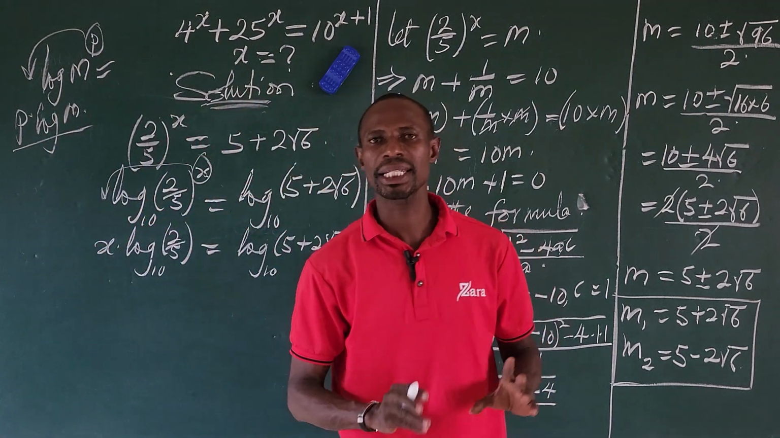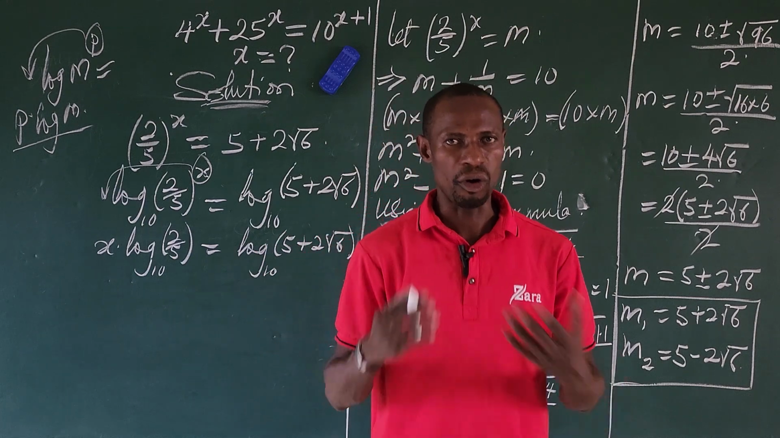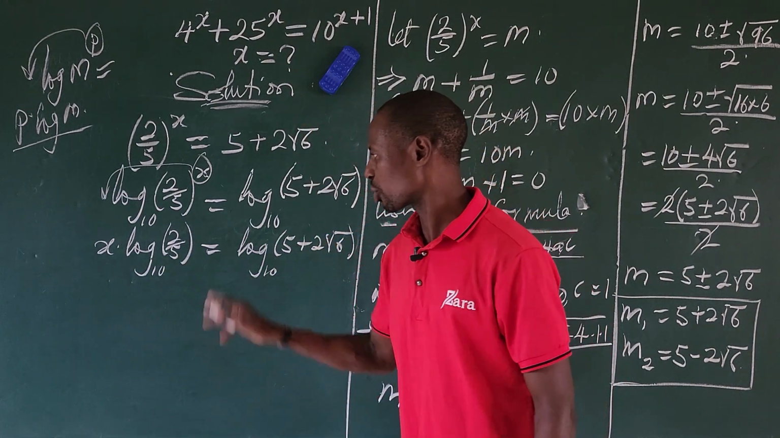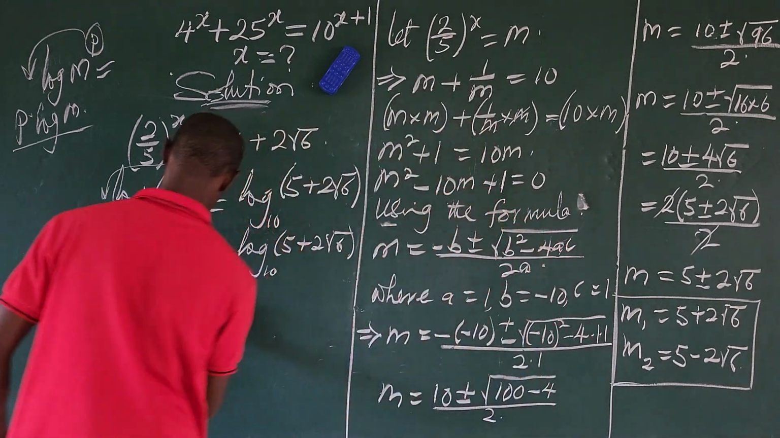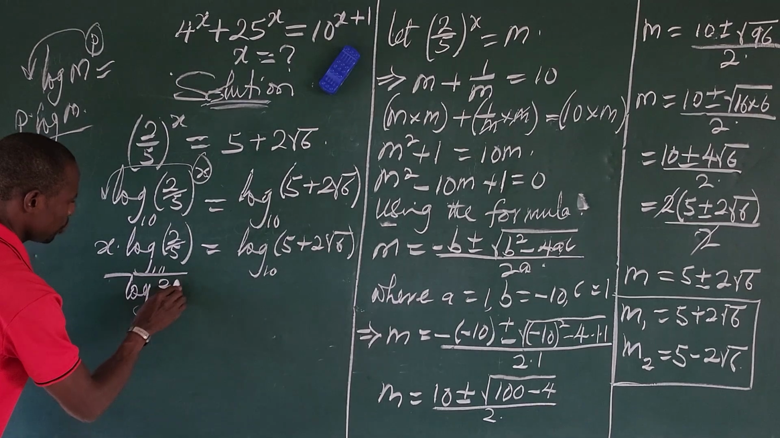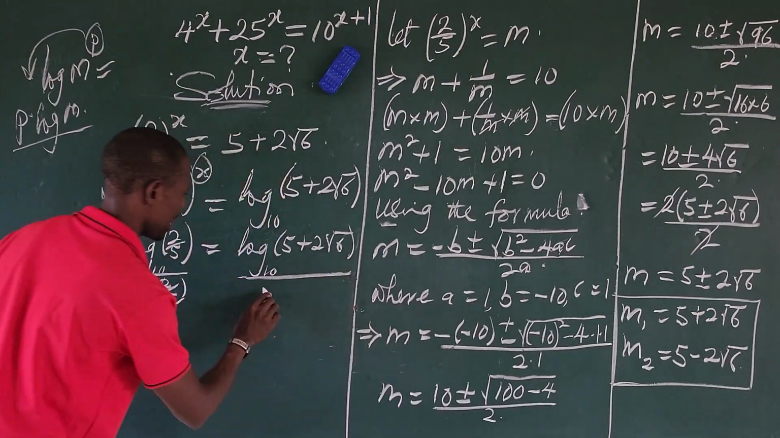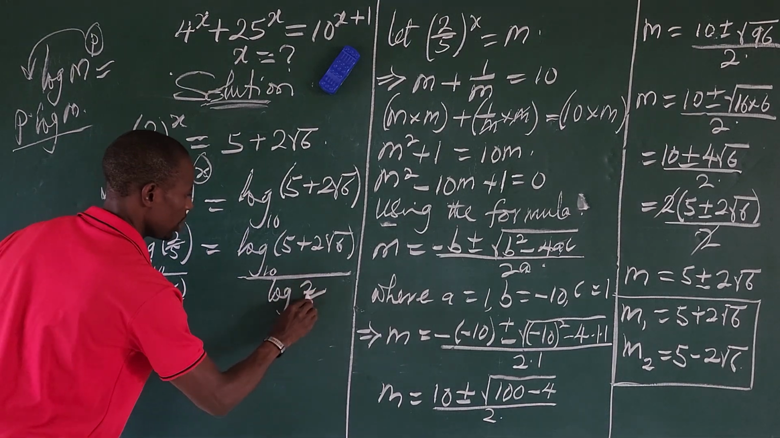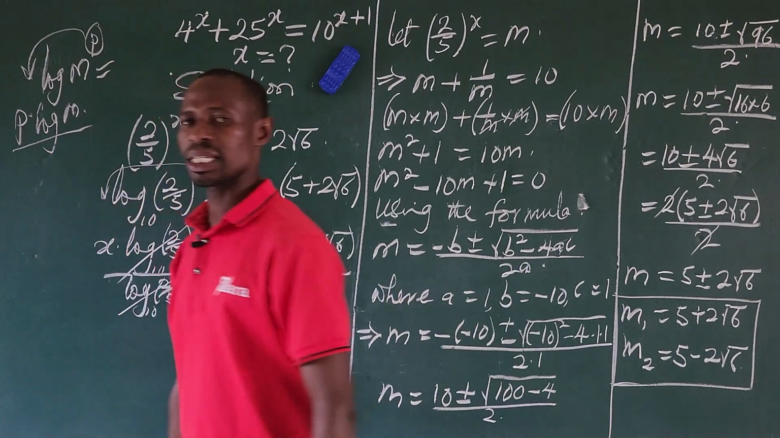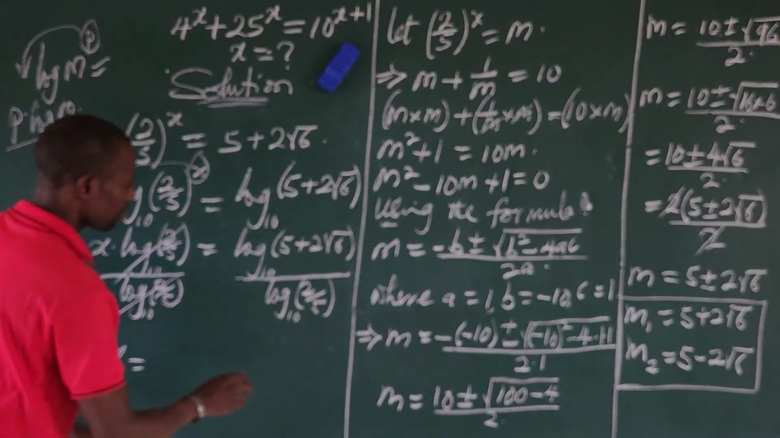Now, if you look at our x now, x has positioned itself in such a way that it can stand alone. How? By eliminating what we have here, which is log 2 all over 5 base 10. So we divide through by log 2 all over 5 base 10. We equally divide this side by our log 2 all over 5 into base 10. So this leaves the system. We now have our x standing alone.